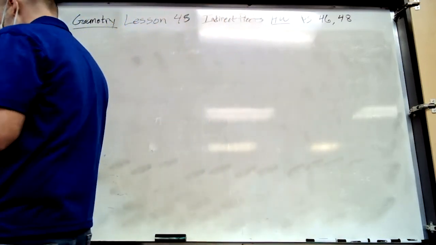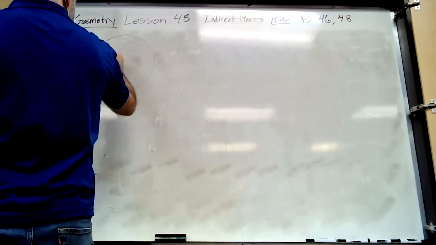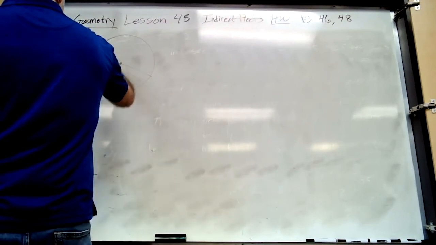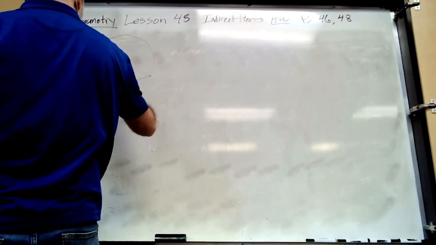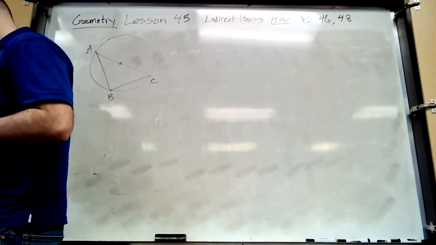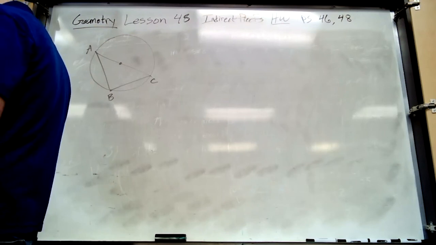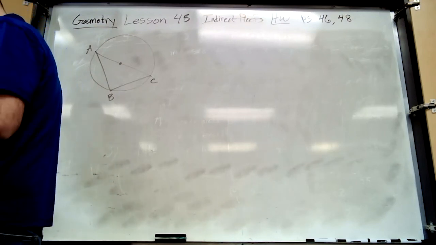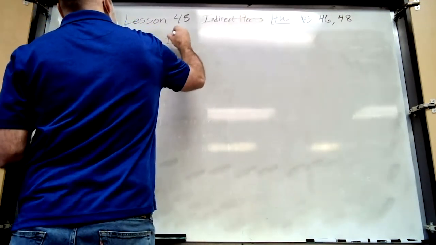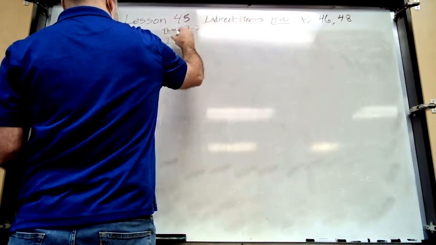All right, so we're going to use this diagram to do another indirect proof. Use the diagram to prove 47.2. So theorem 47.2 says if an inscribed angle intercepts a semicircle, then it's a right angle. Theorem 47.2, we're going to prove this is correct using an indirect proof.